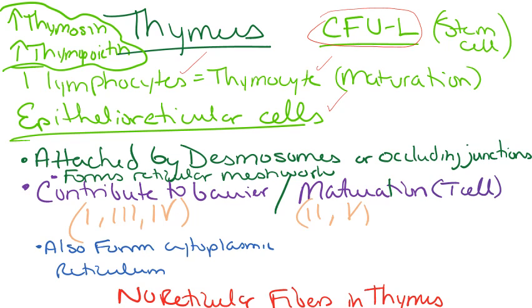The epithelial reticular cells are attached by desmosomes or occluding junctions, and they form the reticular meshwork that's responsible for barrier contribution, which we saw in 1, 3, and 4, as well as the maturation process of the T cell, which we saw with 2 and 5. In addition, they also form cytoplasmic reticulum, which is very important for our mesh to keep the T cells in a structured, ordered process so that they can undergo the maturation process and prevent autoreactive T cells.